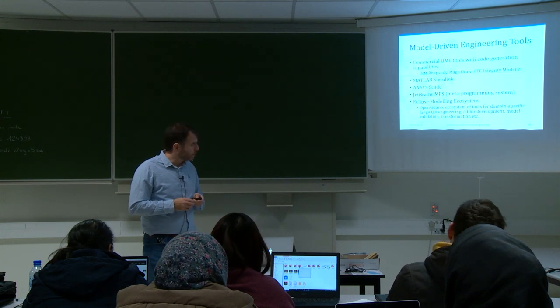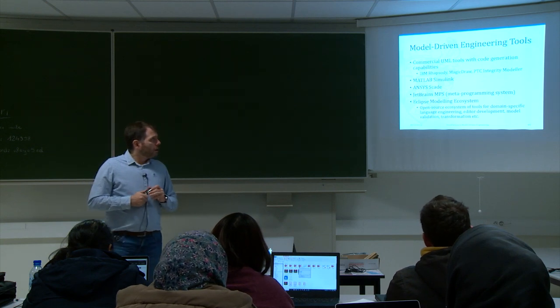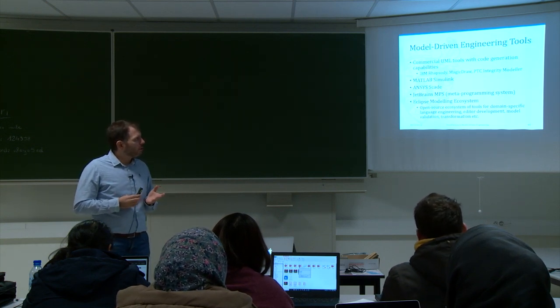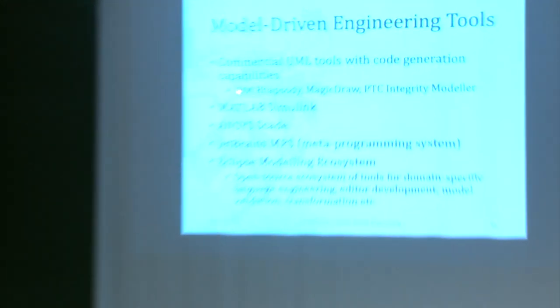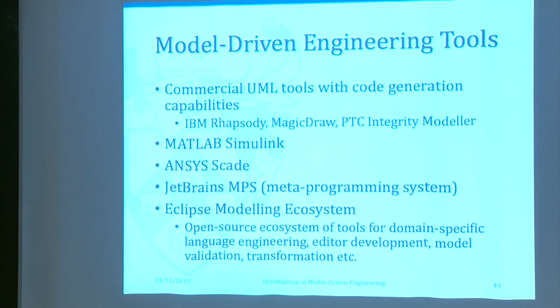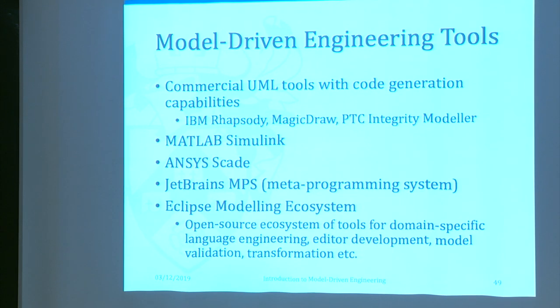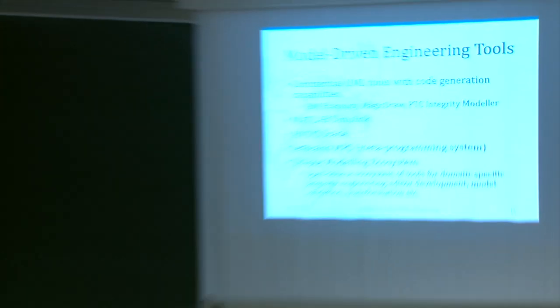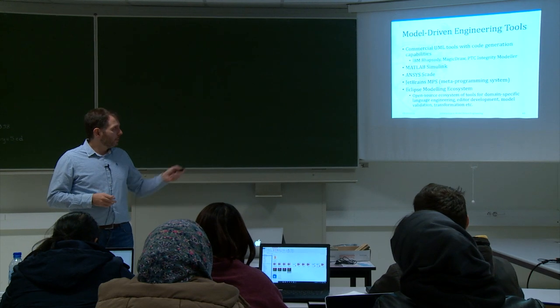Now, in terms of tools, just very briefly, there are all sorts of tools that enable model-driven engineering. We have commercial tools with code generation capabilities, things like IBM Rhapsody and MagicDraw and PTC Integrity Modeler. These are more appealing to companies that are not really interested too much in developing their own domain-specific languages. UML provides some customization capabilities in the form of UML profiles, which is a mechanism that you can use to extend concepts that UML already provides with additional properties.